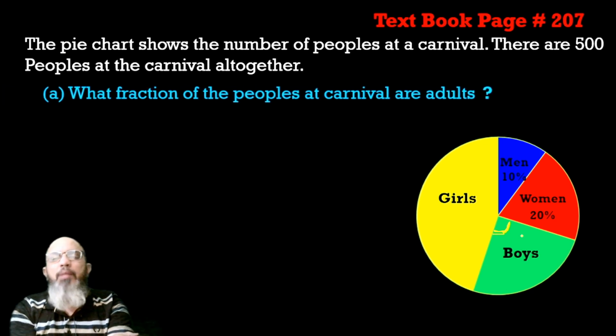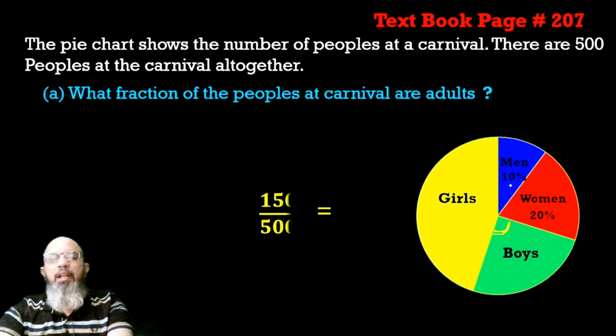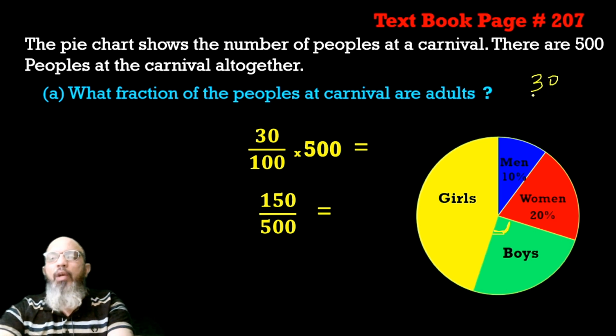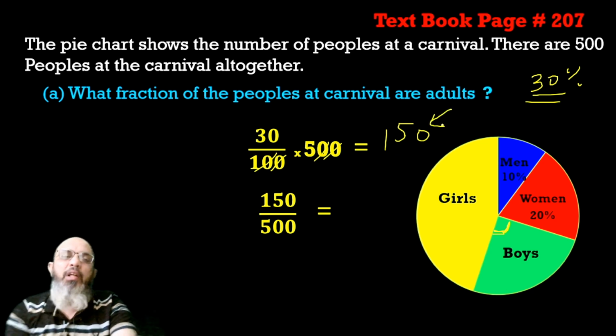What fraction of the people at the carnival are adults? Okay, the men and women are the adults. So what percentage? First, how many men are there? That is 10%. If you add men and women, that is 10 and 20, 30%. So first we will find the total adults. So 30 over 100 into 500, that 1 cancels with 0, and this 0 with this 0, and 5 multiplied by 3, that is 150. So it means total 150 adults out of 500 at the carnival.